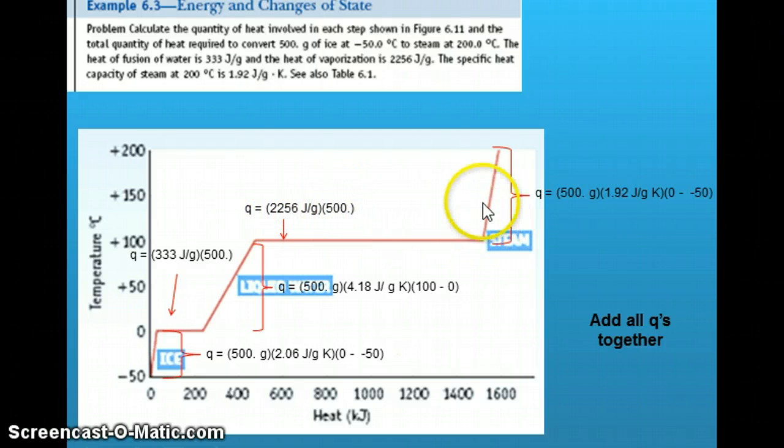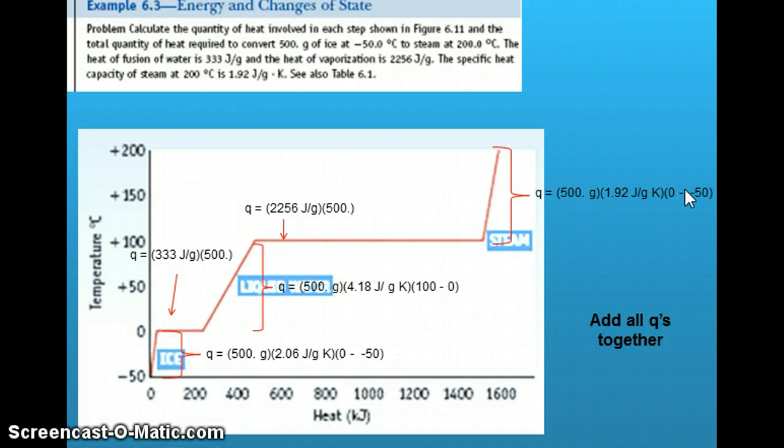And then if I want to figure out how much energy it takes to get through this final portion, again, I'm going to use Q equals mcΔT again. We have 500 grams of water. The specific heat at that point is 1.92, and the change in temperature is, oh, that's a mistake. It shouldn't be 0 to negative 50. It should be 200 minus 100. Okay, so that's a mess up here in this top part, right here. This should be 200 minus 100. I'm sorry, I made a mistake.